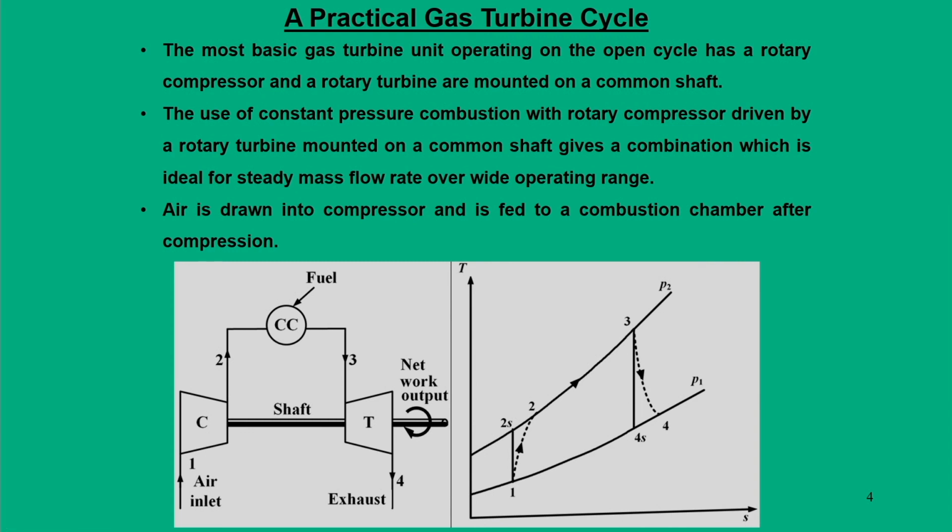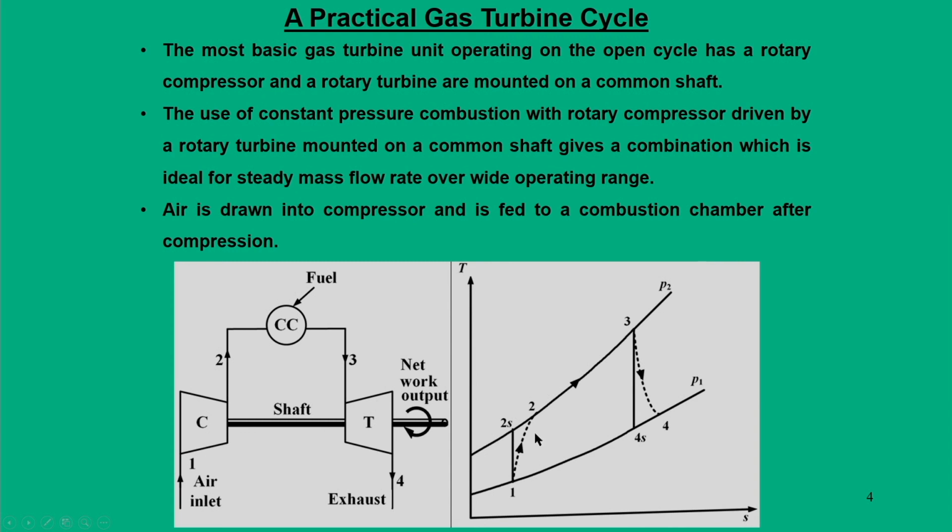So this was the summary from our last class, and another important aspect is that typically we use rotary compressors driven by rotary turbines. They come under the category of turbo machines. The thermodynamic cycle is represented in the T-S diagram, processes 1, 2, 3, 4. Process 1, 2s, 3 and 4s is your ideal cycle, and 1, 2, 3, 4 is your actual practical cycle.